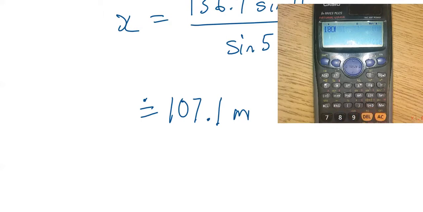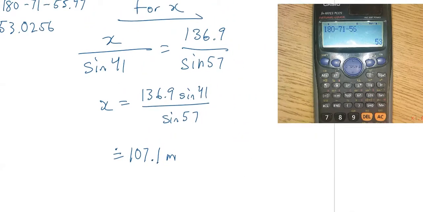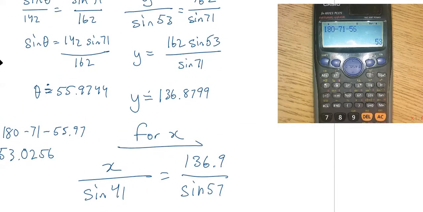I think I can quickly check. So I'm just going to do that. 180, if I rounded it to 56, I'd do 180 minus 71 minus 56. And I get 53 instead of 53.0026. And then I used that to find y. So 162 times the sine of 53 divided by sine of 71. So how much is that off by? 136.8, 0.83 instead of 87, so it's not too much.